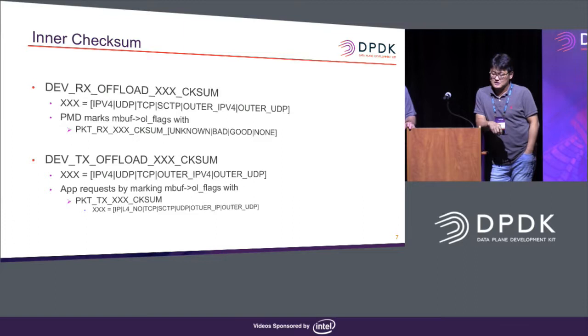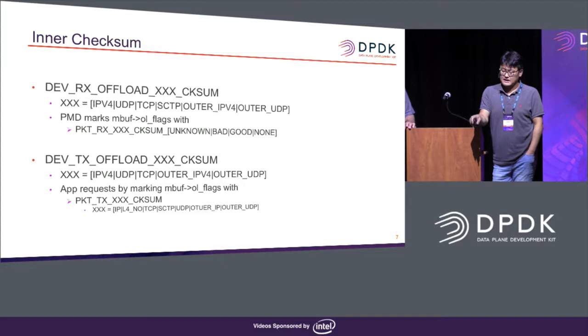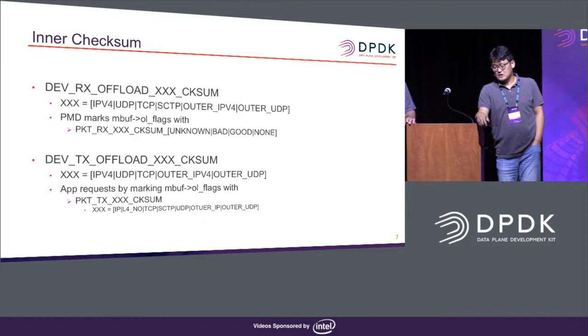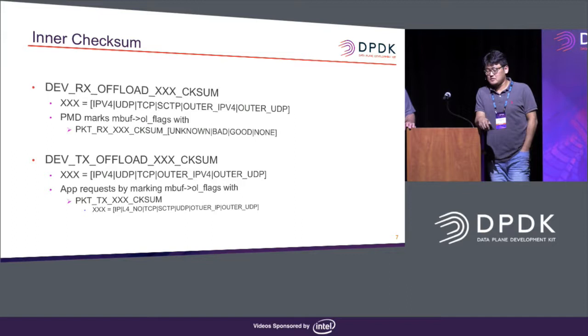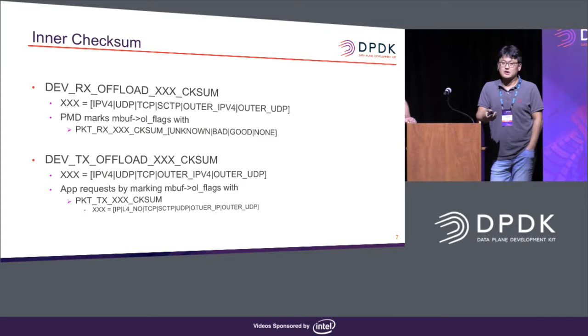If you call the get info kind of RT API to know the device's capability, if the device has this kind of flag, dev rx offload xxx checksum, it means that the PMD does support that kind of checksum offload on the RX path. So the PMDs which support that will mark the mbuf ol flags with that kind of packet mbuf flag. That means whether the checksum is good or bad or none or unknown.